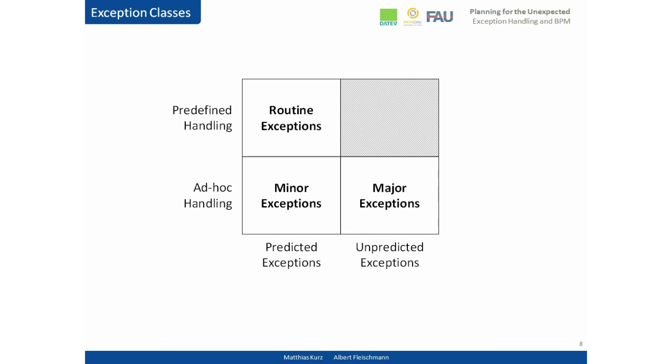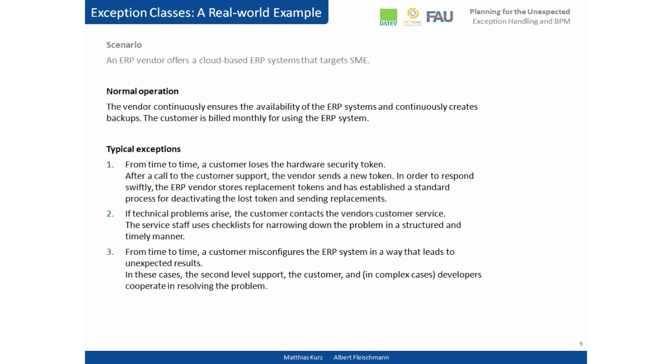If we have predicted exceptions that require some kind of ad hoc handling, because the handling is not completely predefined, we propose to speak of minor exceptions. In the case exceptions are not predicted, obviously we cannot predefine the handling of these exceptions, so we speak of major exceptions. I think there's no exception type that has unpredicted exceptions with a predefined handling, because if you can't predict it, you can't predefine handling. Okay, so much for the exception classes.